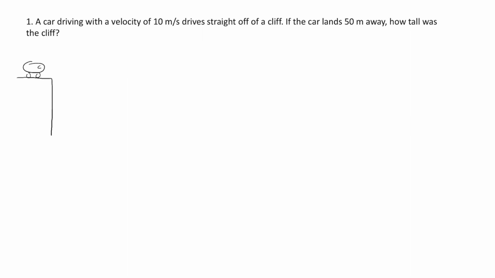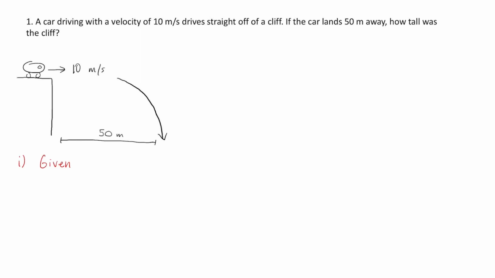In this question, a car is driving with a velocity of 10 meters per second. It then drives straight off of a cliff. Now, if the car lands 50 meters away, how tall was the cliff? First things first, I hope you recognize that this is projectile motion because the car will have a parabolic trajectory, and the only force acting on it as it falls will be the force of gravity.